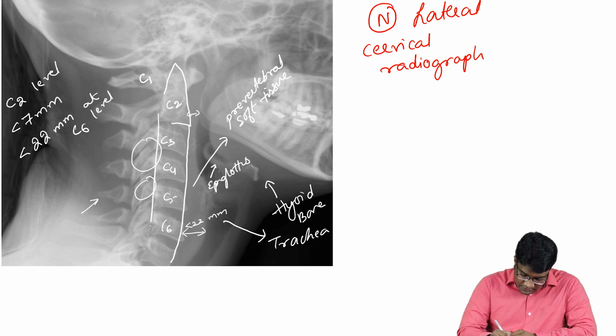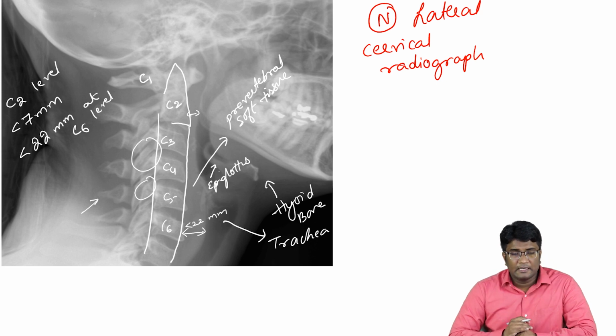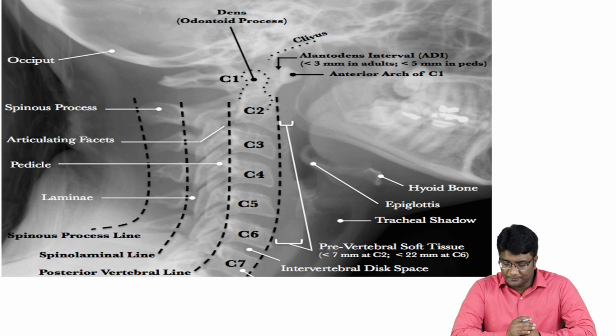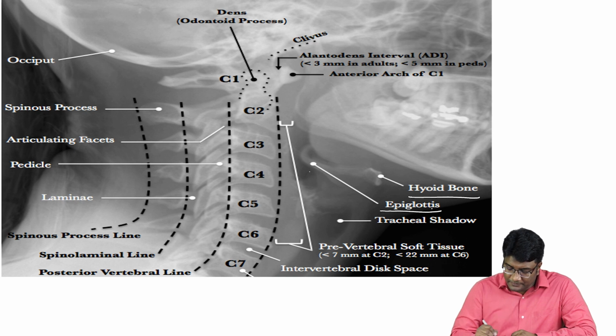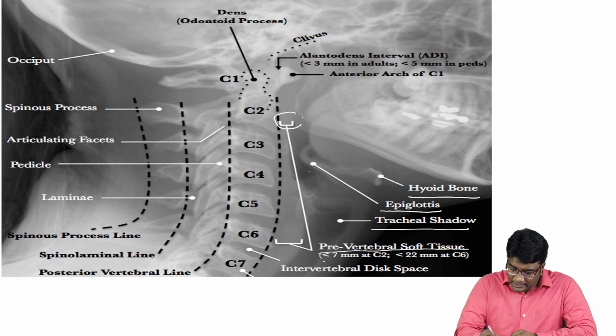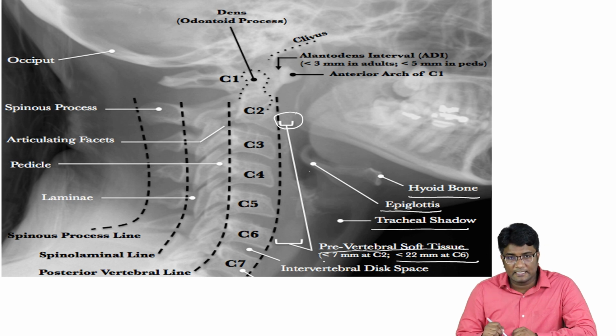This would be the posterior vertebral line. Let me show you a labeled image here. So you can see the labeled image here. You can see here, this is the hyoid bone. This is the part of the epiglottis, the tracheal lucency, the prevertebral soft tissue, which is less than 7 mm at C2 level and less than 22 mm at C6 level.